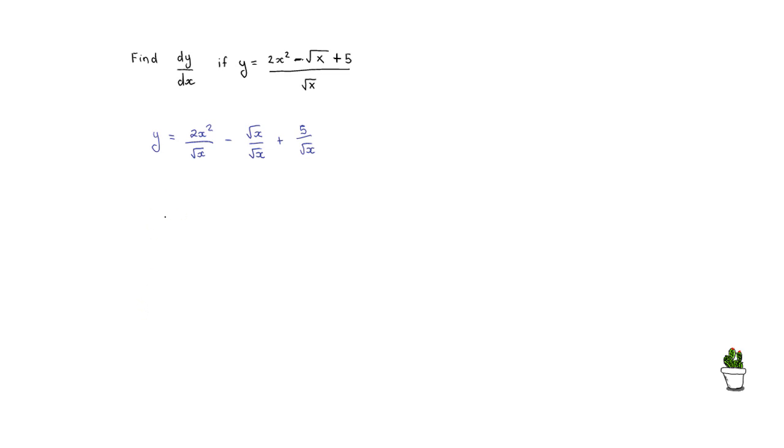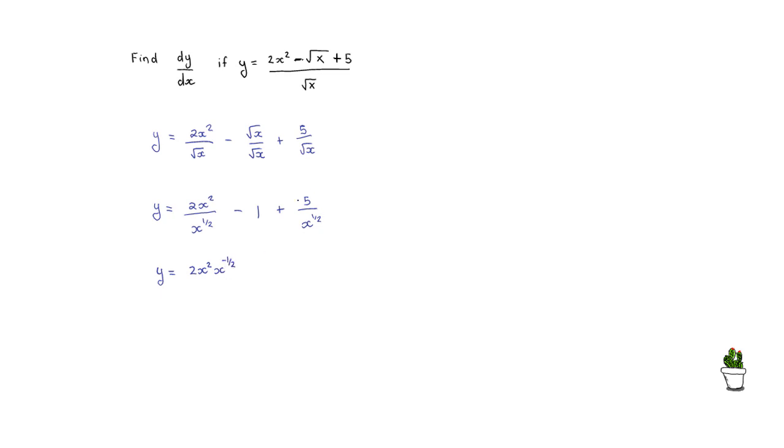Now once we've done that, we can rewrite the square root of x as x to the exponent 1/2. So we're going to have 2 times x squared divided by x to the exponent 1/2. This is minus, well, the square root of x over the square root of x is simply 1. Then we have plus 5 divided by x to the exponent 1/2. Now we can bring that x to the exponent 1/2 to the top so that we can work with it. So we're going to have 2 times x squared times x to the exponent minus 1/2.